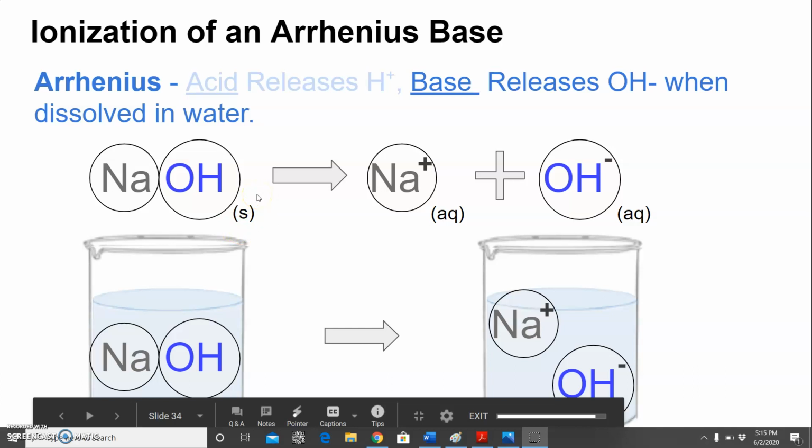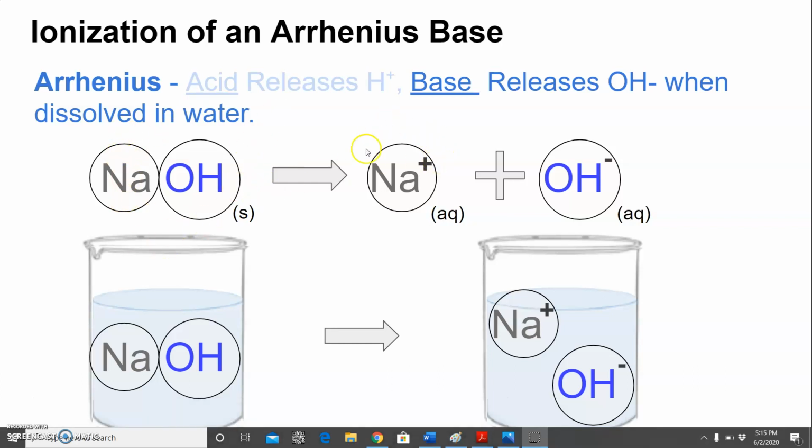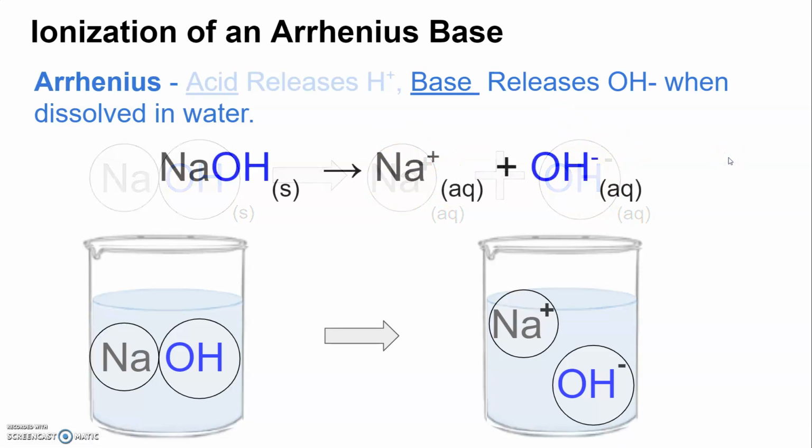But anyway, so you have your sodium hydroxide that breaks apart into the sodium cation, Na+, and then OH-. Again, we can represent it this way. And once again, the charges must be balanced on both sides. So if you have an overall 0 charge on the left side, then you must have an overall 0 charge on the right side. And +1 and -1 together will give you a 0 charge.